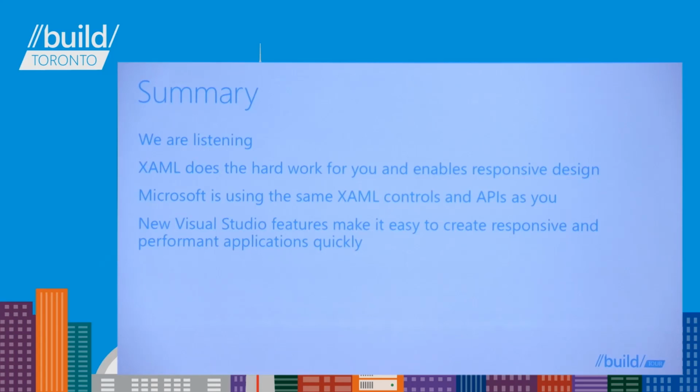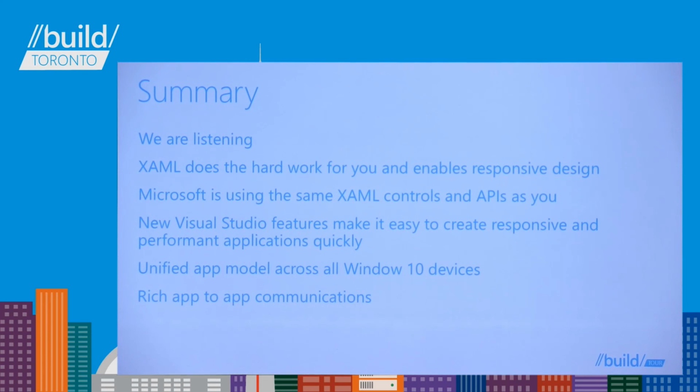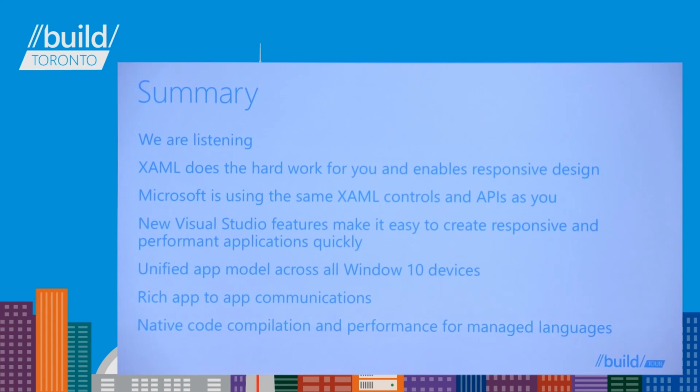In summary, I talked about how XAML does all the hard work for you. And we've done a lot of work to enable responsive design and for you to create custom applications. And we're using the exact same XAML controls and APIs that you're using right now. So you get the benefit of having a very performant platform. New Visual Studio features that we've added to Visual Studio 2015 allow you to create responsive designs very easily and build very performant applications, and make sure that you can check the performance and do debugging on your application really easily. We've unified the app model across all Windows 10 devices, and we've added some awesome APIs such as the rich app-to-app communication. And finally, we've enabled you to compile your managed code down to native code so you can get the most performance out of the device that you can.